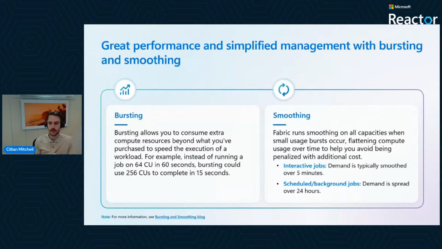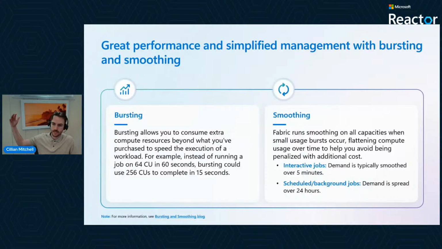So for example, if I purchase an F-64 and I'm running a task that would normally take 60 seconds with 64 CUs, I can just automatically use 250 CUs to complete that in 15 seconds. And bursting is not something you turn on for a specific job. It just turns on automatically and helps make sure that things you're running in Fabric complete quicker, even if you haven't purchased the highest end CUs.